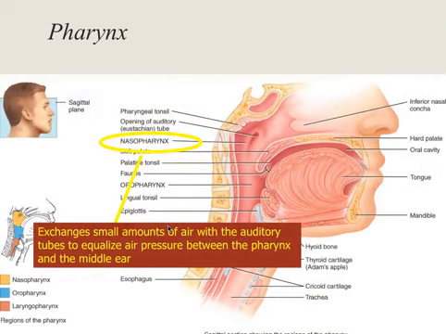All right. So let's talk about the pharynx. In this image here, hopefully you can see the different color codes. You'll see that here's the nasopharynx, the oropharynx, and then in red here, the laryngopharynx. So if I were to circle these, the nasopharynx is right in this area. The oropharynx is basically right behind the mouth. Okay. And you'll see it's circled here, and it's stated, the nasopharynx exchanges small amounts of air with the auditory tubes to equalize air pressure between the pharynx and the middle ear.